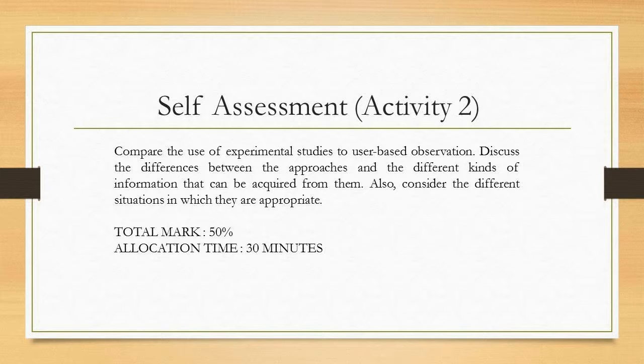Activity 2. Compare the use of experimental studies to user-based observation. Discuss the differences between the approaches and the different kinds of information that can be acquired from them. Also, consider the different situations in which they are appropriate. Total mark, 50%. Allocation time, 30 minutes.